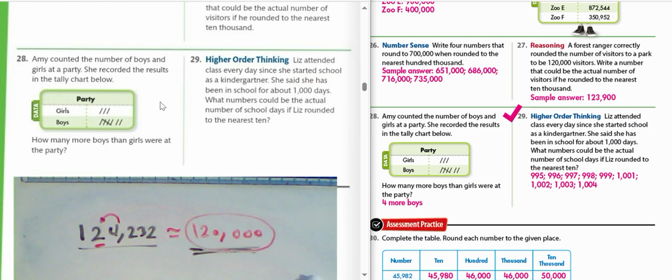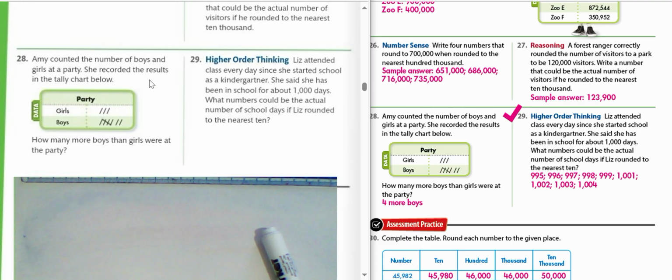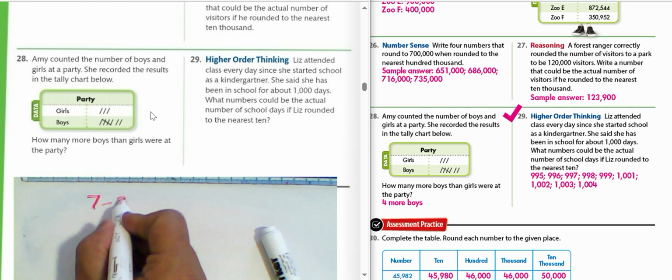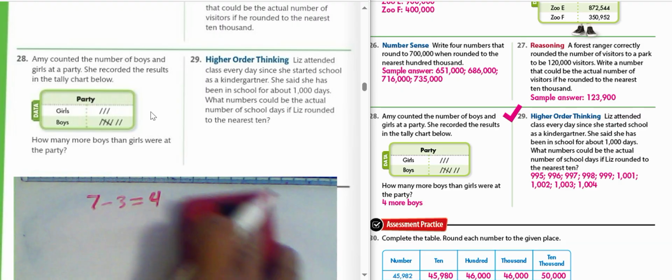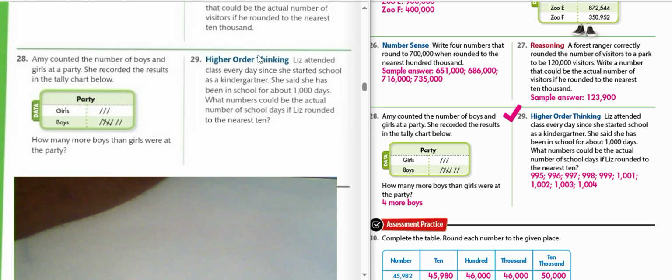We counted the number of boys and girls at a party. She recorded the result in the tally chart below. The number of girls was 3, and the number of boys we have is 5, 6, 7 boys. How many more boys than girls were at the party? We can find the difference between two numbers. We have 7 and 3. 7 minus 3 equals 4. The answer here will be 7 subtracted by 3 equals 4. Okay, understood?